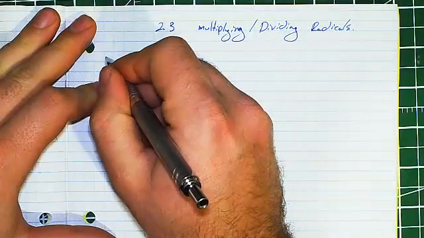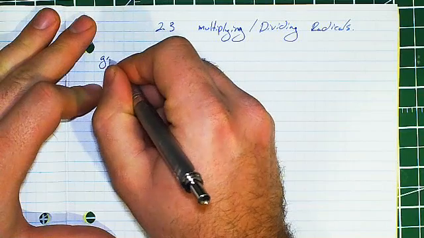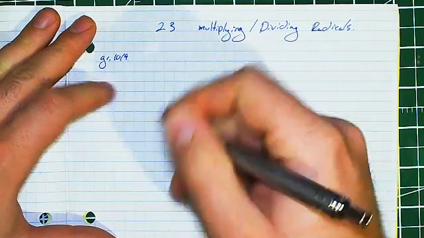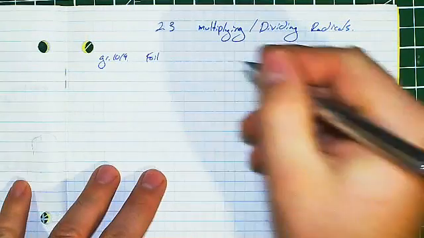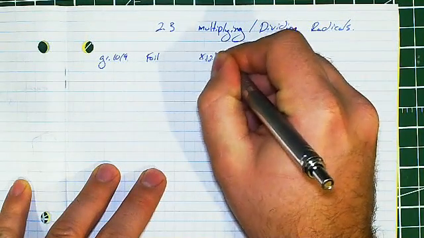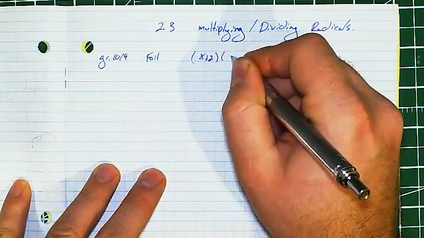Last year in grade 10 and grade 9, you dealt with FOIL quite a bit, or expanding binomials. So something like x plus 2 times x plus 3.